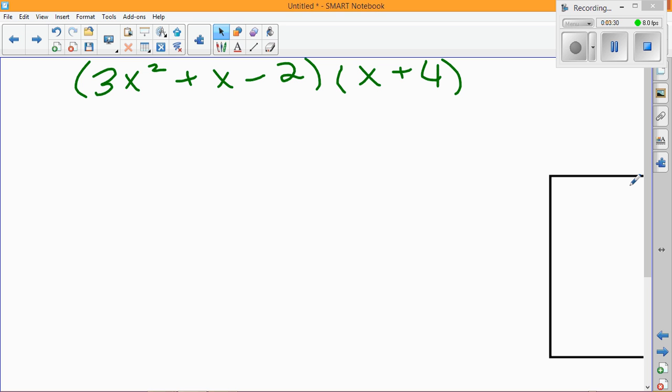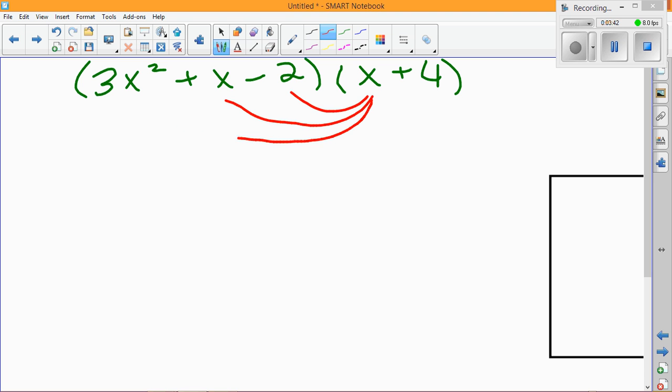So when we distribute, we have to distribute each term to every single other term. So it ends up getting a little confusing. So I'll use some different colors to maybe show you. So you have to distribute the x to each term. Let's do that first. So you get x times 3x squared is 3x cubed. X times x is x squared. And x times -2 is -2x.